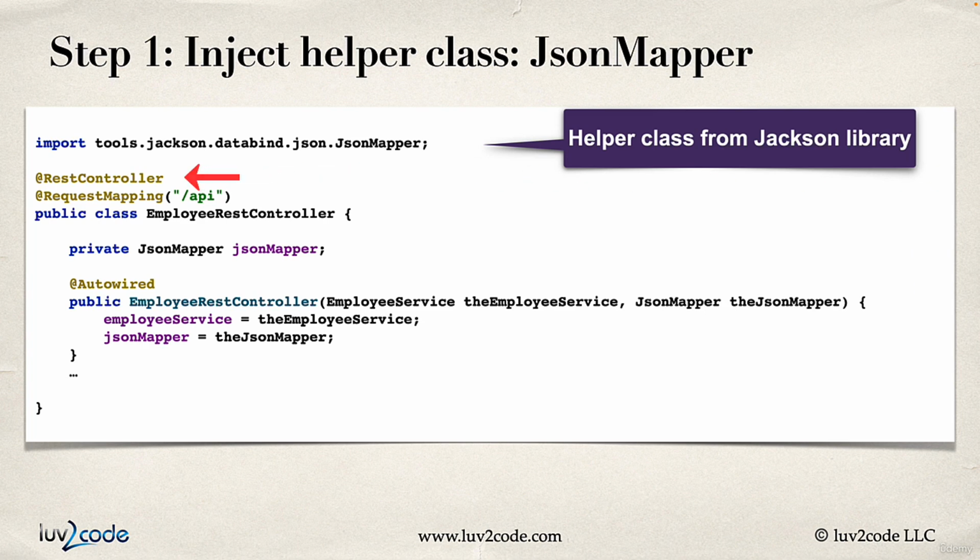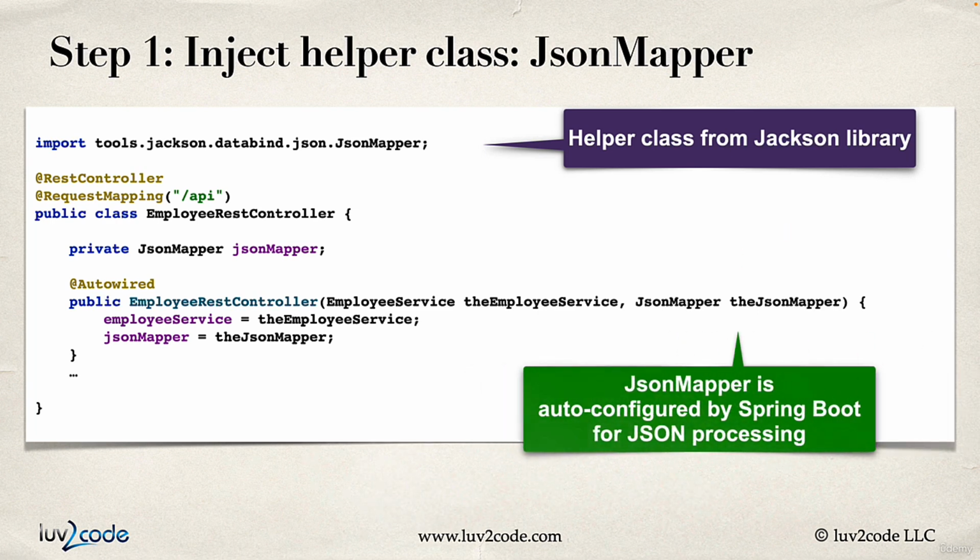We have our normal REST controller code. We set up a private field for JSON mapper. And then in our constructor, we make use of constructor injection. We simply add the parameter for JSON mapper. And again, remember, JSON mapper is auto-configured by Spring Boot for JSON processing. And we can simply inject this into any of our components like our REST controller.